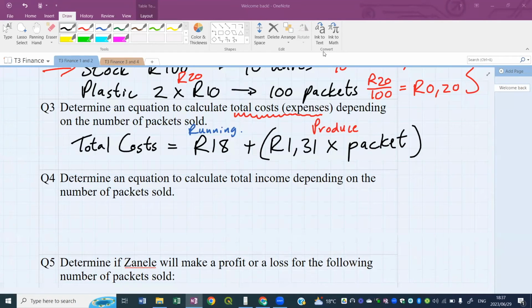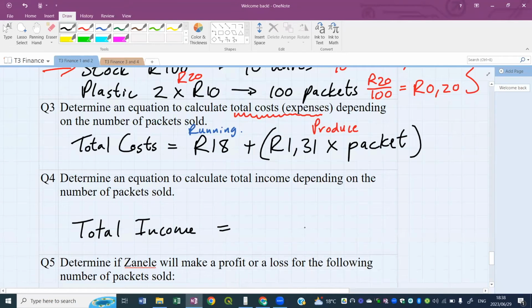Right, Tiamo, thank you for your attention. So the times packet is important, okay, because the money that this person gets in is purely based on how many packets she sells. All right. So I'm going to say the total income, Tiamo, well done. The total income will equal something times the number of packets that she sells. All right.